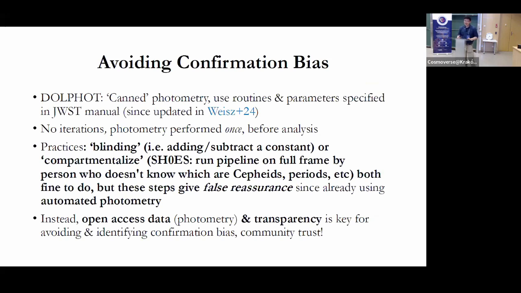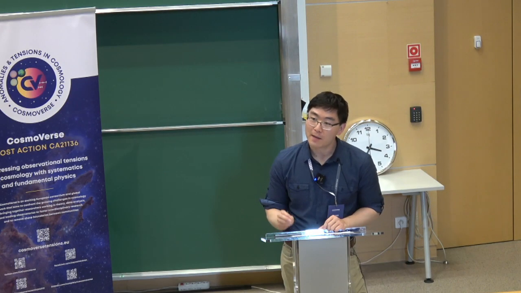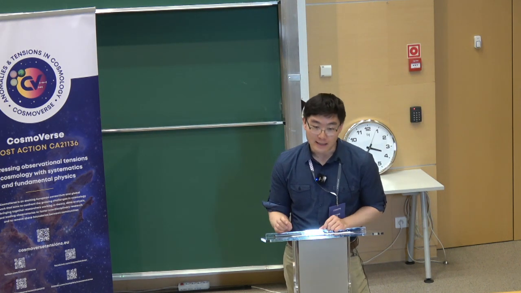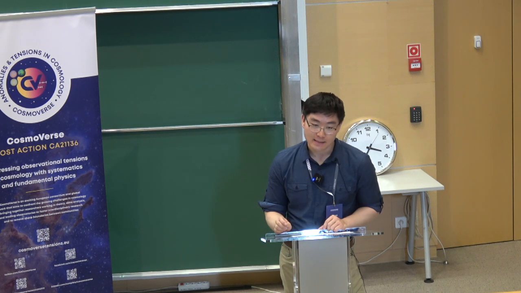And so I first wanted to pause and take a little time to describe how we're going to try to avoid confirmation bias in the context of running the photometry. And so we run our PSF photometry using the JWST software, which is canned, and the routines and the parameters are already specified in the JWST NIRCam manual. We do not perform any iterations, meaning the photometry is performed once, and that's before any analysis.